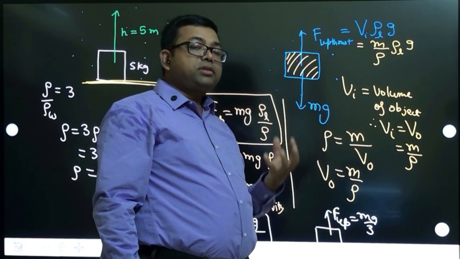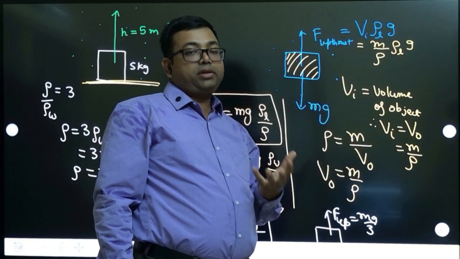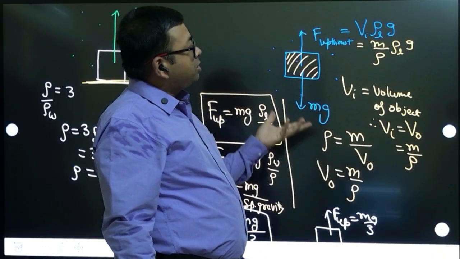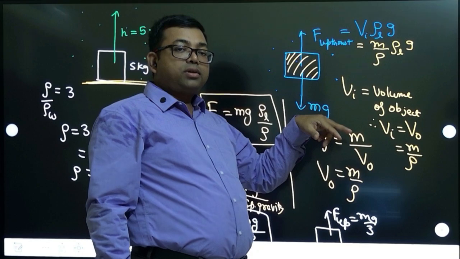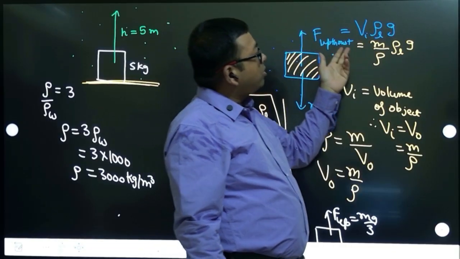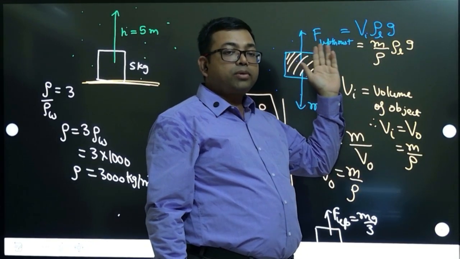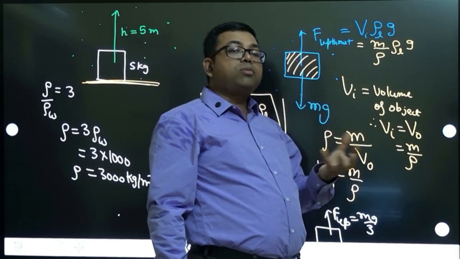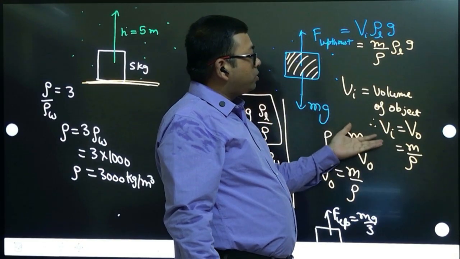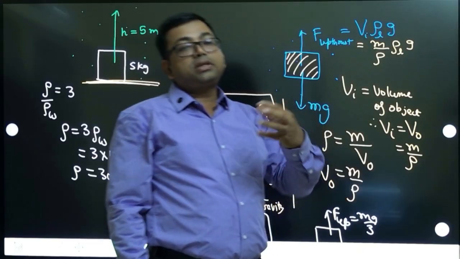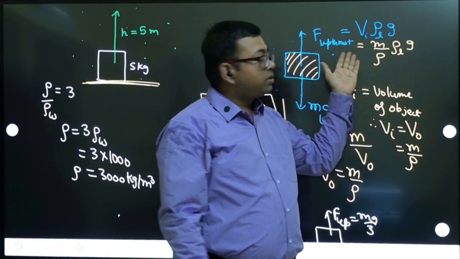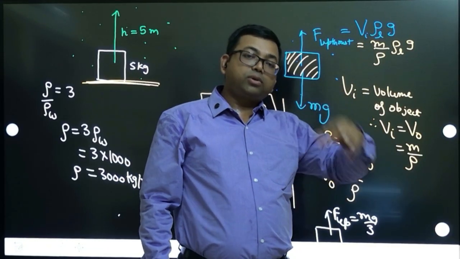Actually, this upthrust is the weight of liquid displaced, right? Weight of liquid displaced is mass of liquid displaced times g. Mass of liquid displaced is volume of liquid displaced times density of liquid. Volume of liquid displaced means how much of the object is inside the liquid, that is the volume immersed. Suppose the object is half submerged, then the volume will be half, right? But here the total volume is immersed.